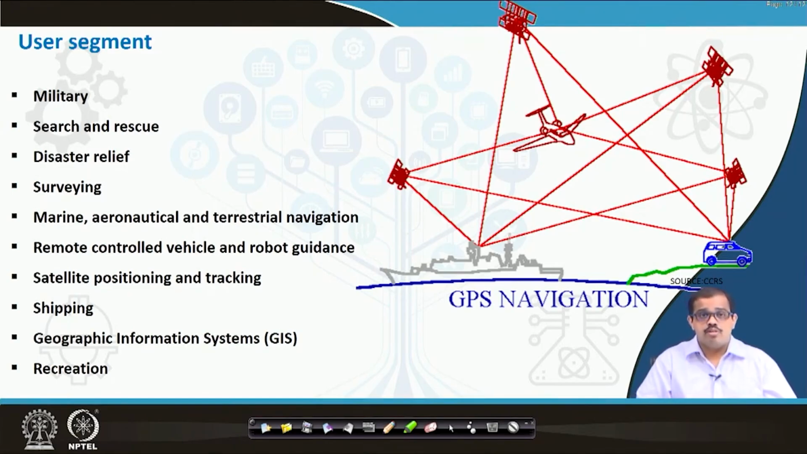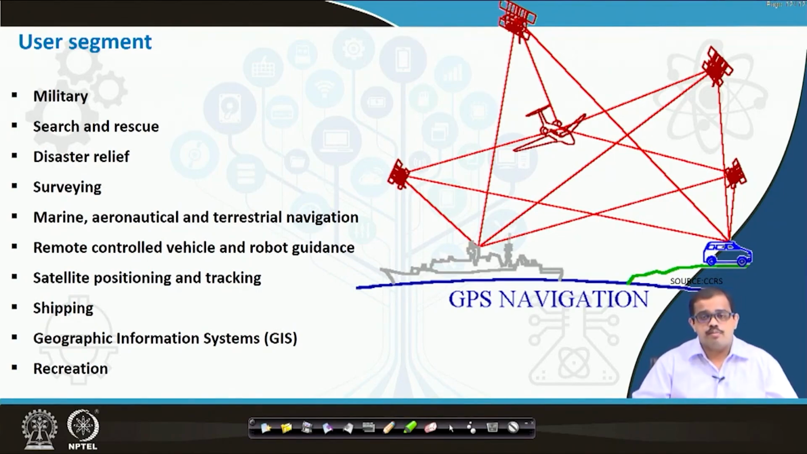Then you have remote controlled vehicles and robot guidance. This has increased over a period of time, and you can see now the huge number of remote controlled vehicles. Most of your very important vehicles, in terms of financial importance or maybe political influence, have always been under robot guidance and also remotely sensed. So this is again through a GPS. They track all of these vehicles through a GPS system.